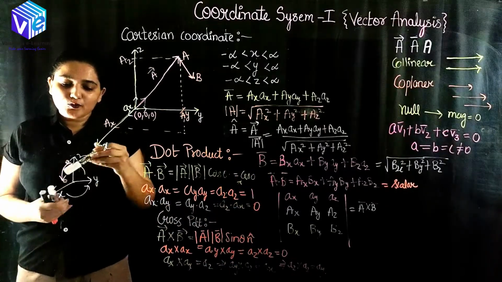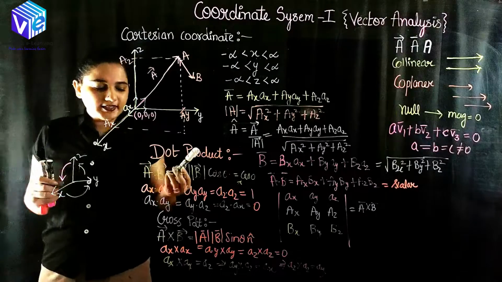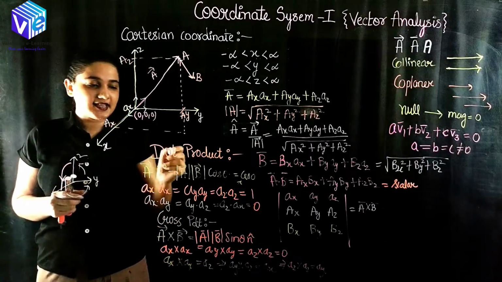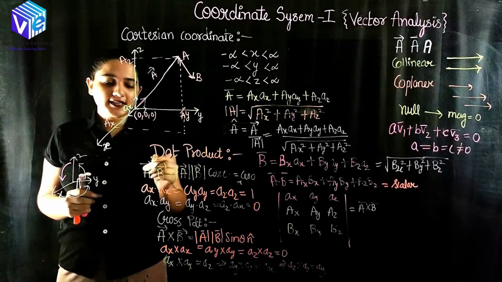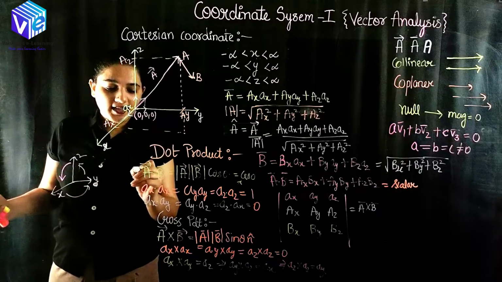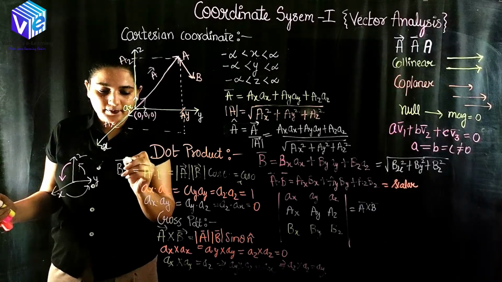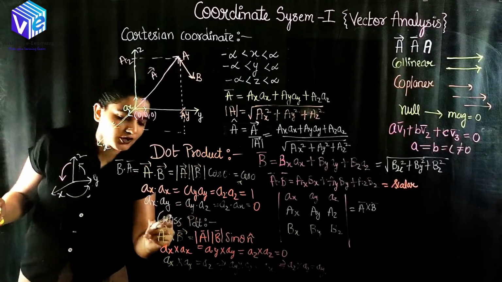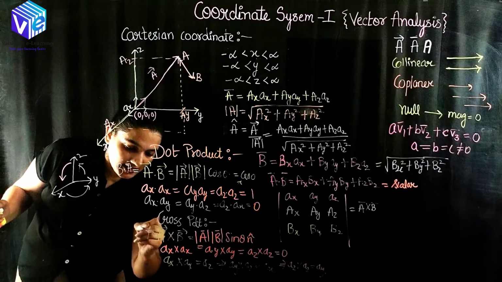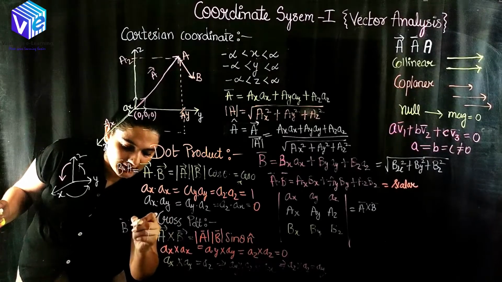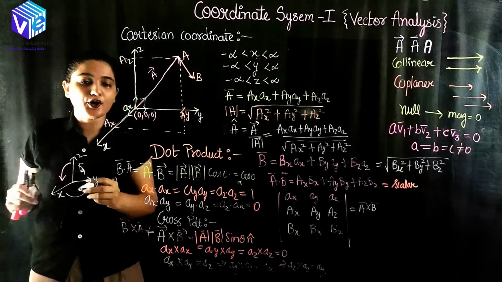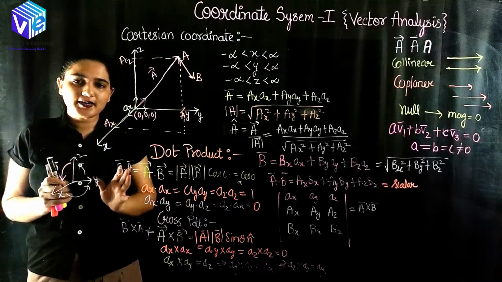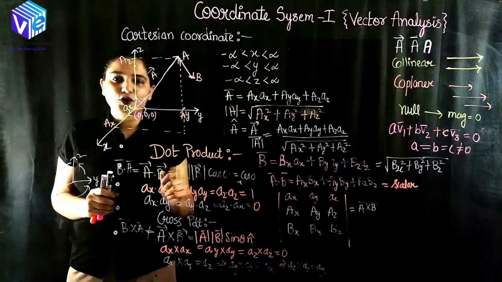Now I cannot move in the reverse direction. When I move in the reverse direction, I will have a negative sign here. So I can say in the case of the dot product, A dot B is equal to B dot A. It's commutative. But in the case of the cross product, A cross B is not equal to B cross A. So it is not commutative. I hope you got these things. I hope you understood what the dot product is and what the cross product is.